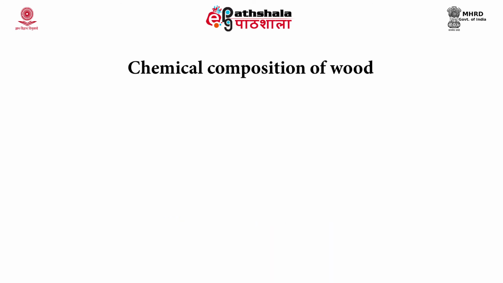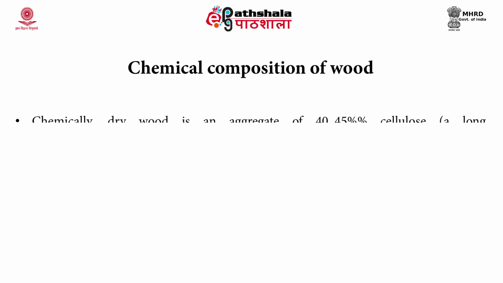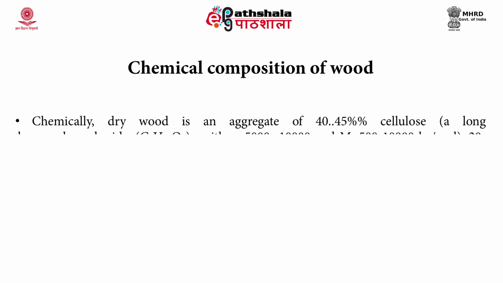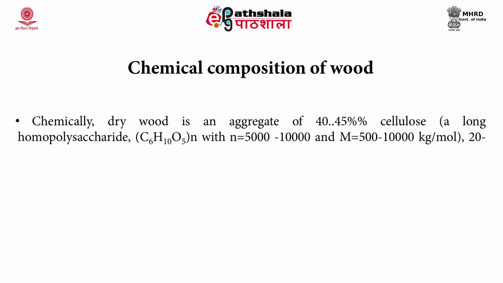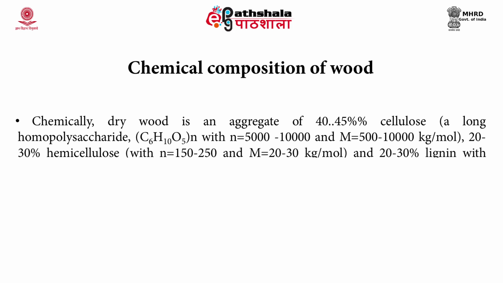In the case of dry wood, the composition is that it contains cellulose, hemicellulose and lignin. It contains around 40 to 45% cellulose, 20 to 30% hemicellulose and 20 to 30% lignin based on the type of the biomass.